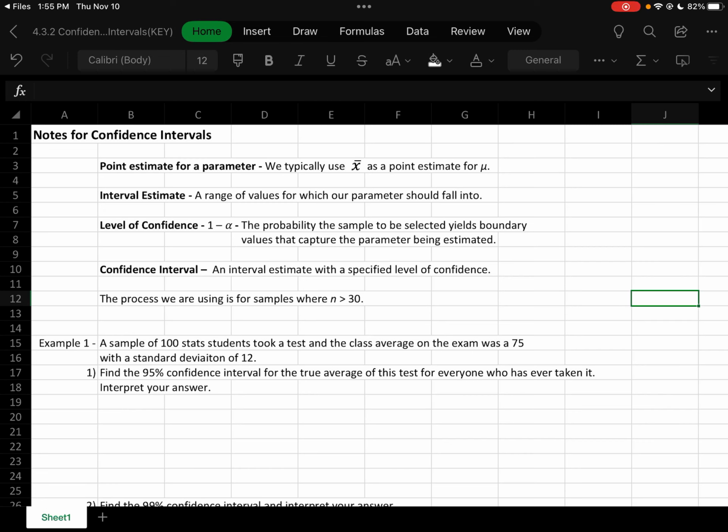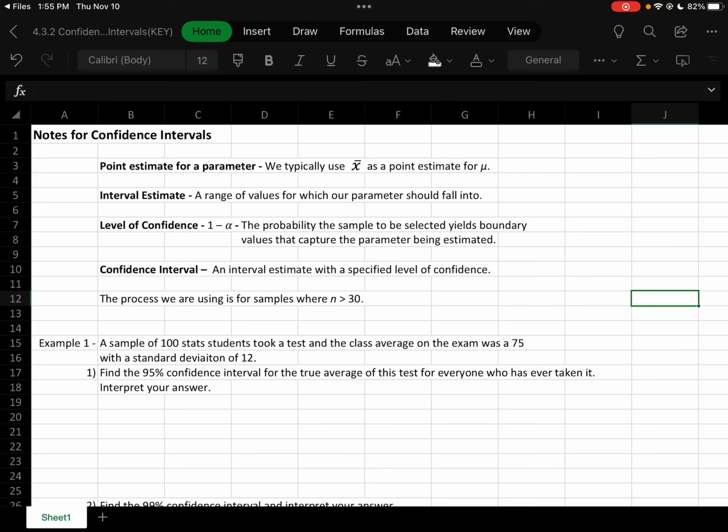Hey everyone, in this video we're going to talk about confidence intervals. So typically when we look at a sample, we then try to talk about the population based on that sample.